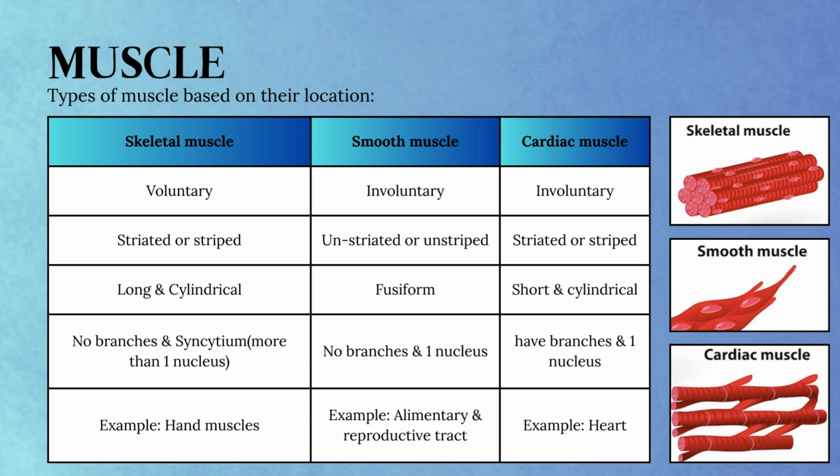Smooth muscle: involuntary, unstriated or unstriped, fusiform, no branches and have one nucleus. Example: alimentary and reproductive tract. The second picture shows the smooth muscle. Cardiac muscle: involuntary, striated or striped, short and cylindrical, have branches and one nucleus. Example: heart. The third picture shows the cardiac muscle.